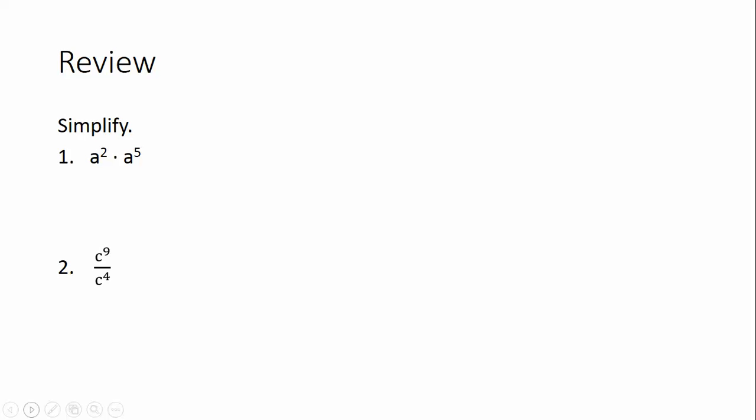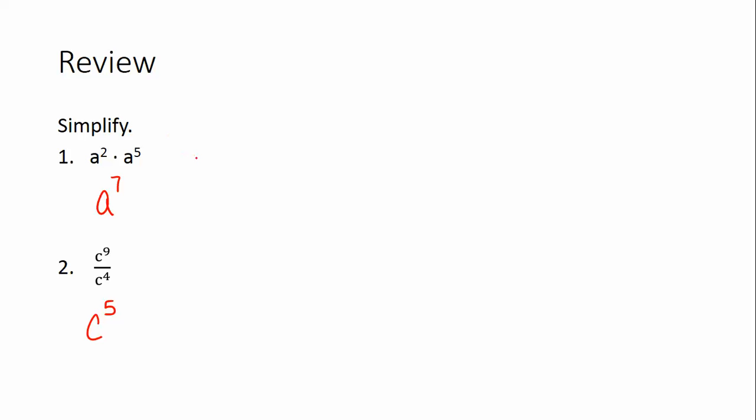So first to review, let's remember that when you are multiplying powers that have the same base, you're going to add the exponents. So for number 1, we get a to the 7th power. For number 2, we have c to the 9th divided by c to the 4th. When you are dividing powers with the same base, we subtract the exponents, so c to the 5th.